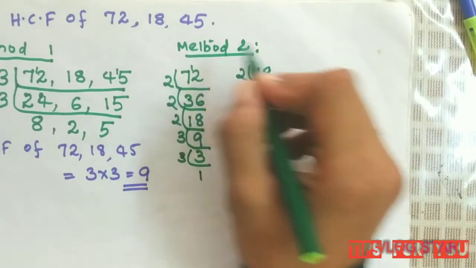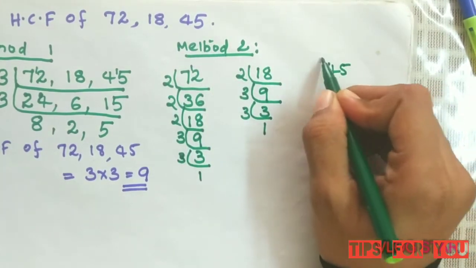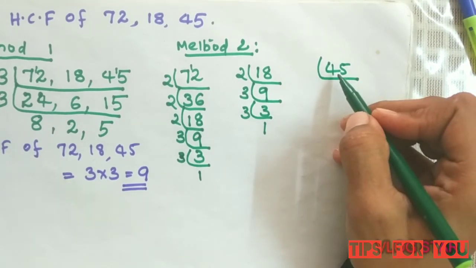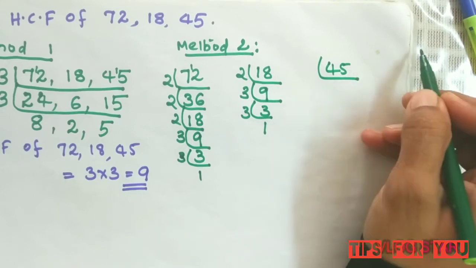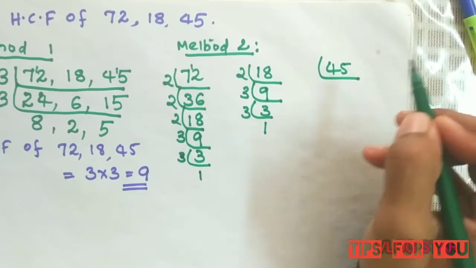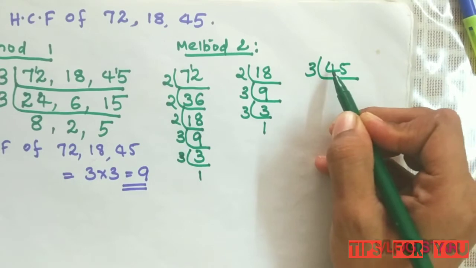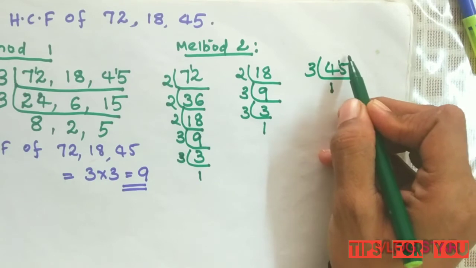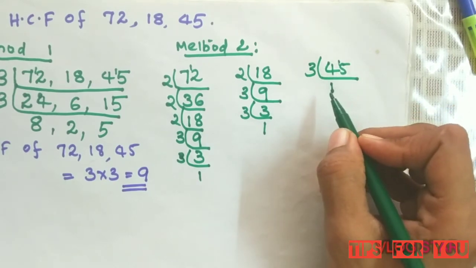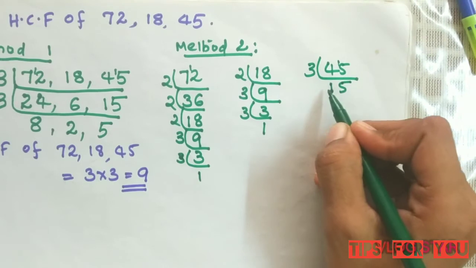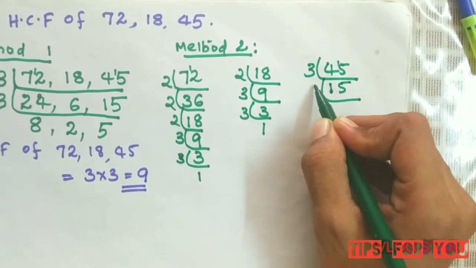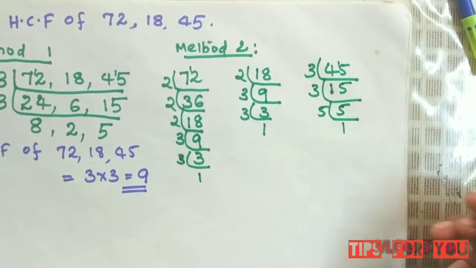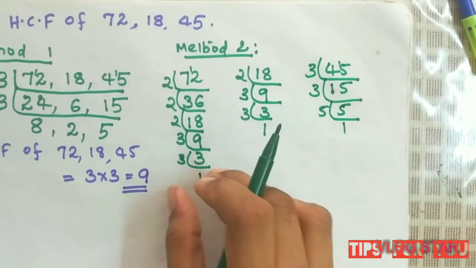Okay. Then 45. By which factor will we divide 45? Can we divide by 2? No, because after dividing 45 by 2, we get remainder 1. So we will divide it by 3. 4 divided by 3 gives 1, leaving remainder 1 here. So 15. In 15, how many 3's are there? 5. Again we divide by which number? 3 only. So we will get 5. When 5 is divided, we get 1 here. So we have taken the numbers separately.